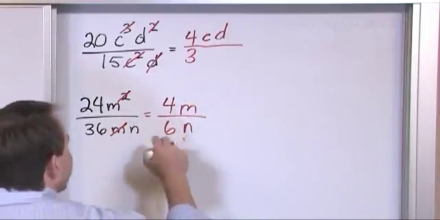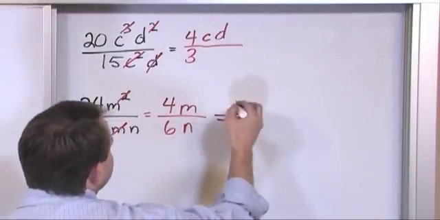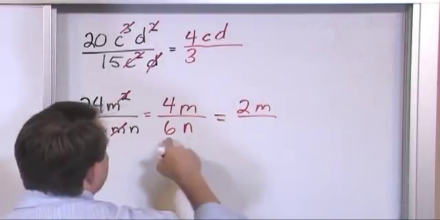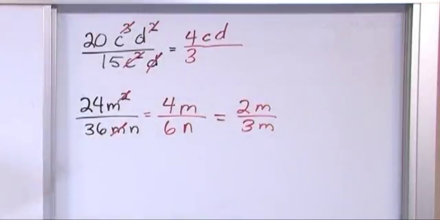Now I notice that my numbers aren't fully simplified. I can actually divide again by 2, right? So 4 divided by 2 is 2, and 6 divided by 2 is 3. And that would be the fully simplified answer.